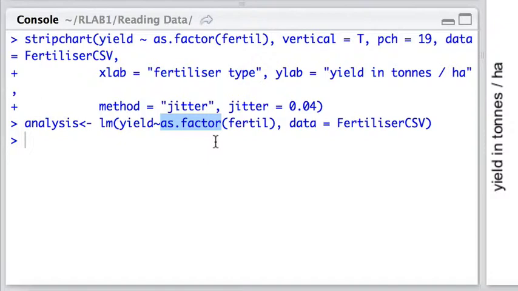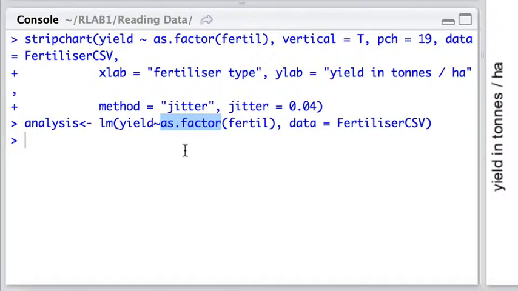as.factor. We can simply use factor if you like for fertilizer, because if not, with this linear model it would treat fertilizer as a continuous value, since we have used 1, 2 and 3 rather than A, B and C in this case. So we've got yield, we've got the fertilizer, and here we've got where the data actually comes from. It's from fertilizer CSV.